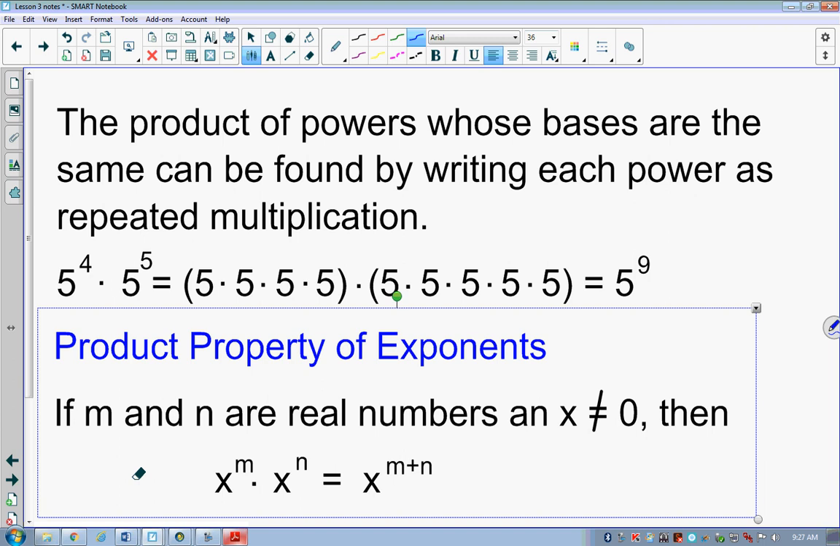In an algebraic sense, so long as x isn't 0, x to the m times x to the n is x to the m plus n. So we can even do it algebraically where I'm adding the exponents. Okay? So we'll make it more complicated. We all feel pretty good so far? Okay.